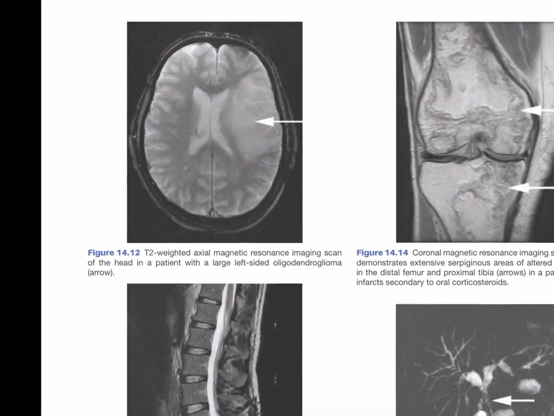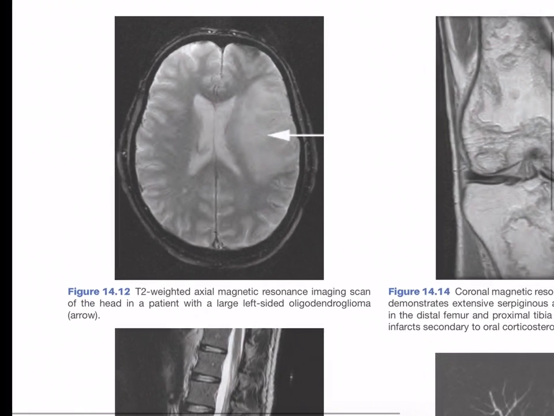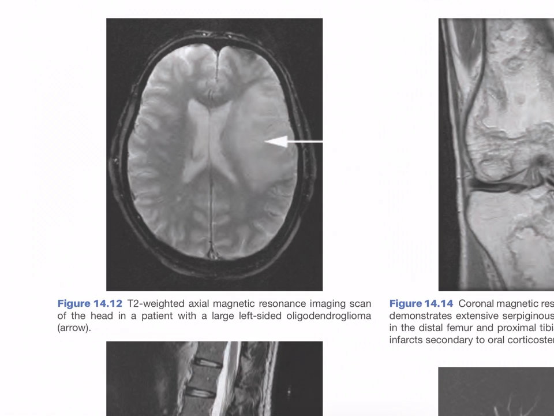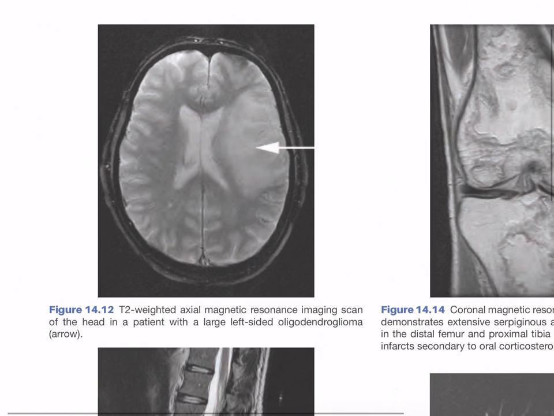Figure 14.12: T2 weighted axial magnetic resonance imaging scan of the head in a patient with a large left-sided oligodendroglioma (arrow). We can differentiate this MRI picture from a CT scan, as in a CT scan the bone part of the cranium will be brighter. And this is a T2 weighted image because the CSF, the fluid, appears white.